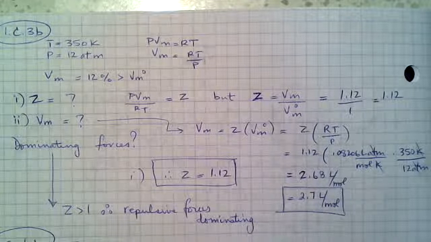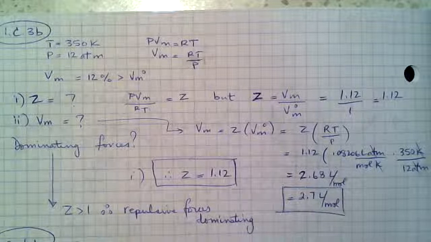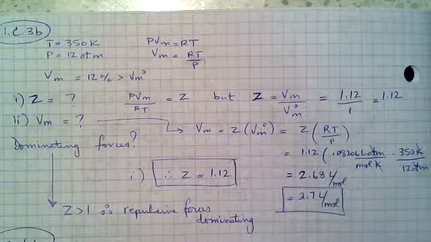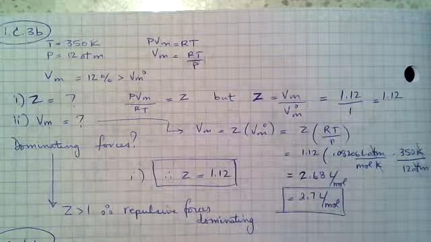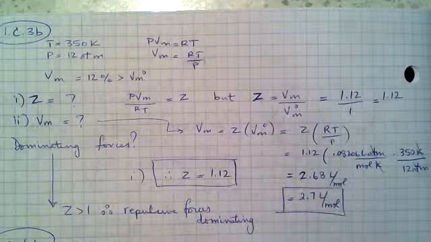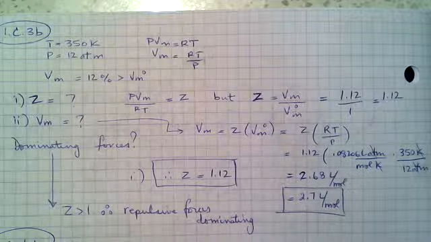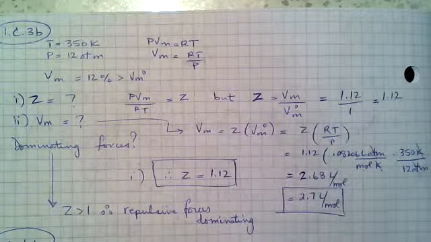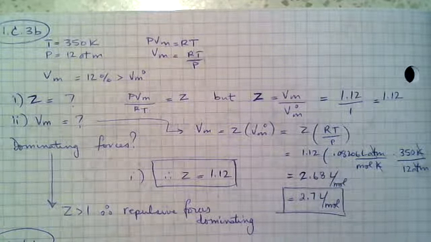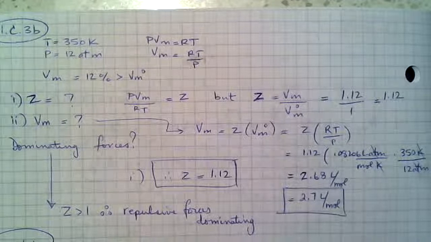So in this question, we're asked for the compression factor and the molar volume. I'll just refresh your memory with the question. The gas at 350 Kelvin and 12 atmospheres has a molar volume that is 12% larger than that calculated from the perfect gas law. Find the compression factor under these conditions and the molar volume of the gas. And finally, which are dominating in the sample, the attractive or the repulsive forces?